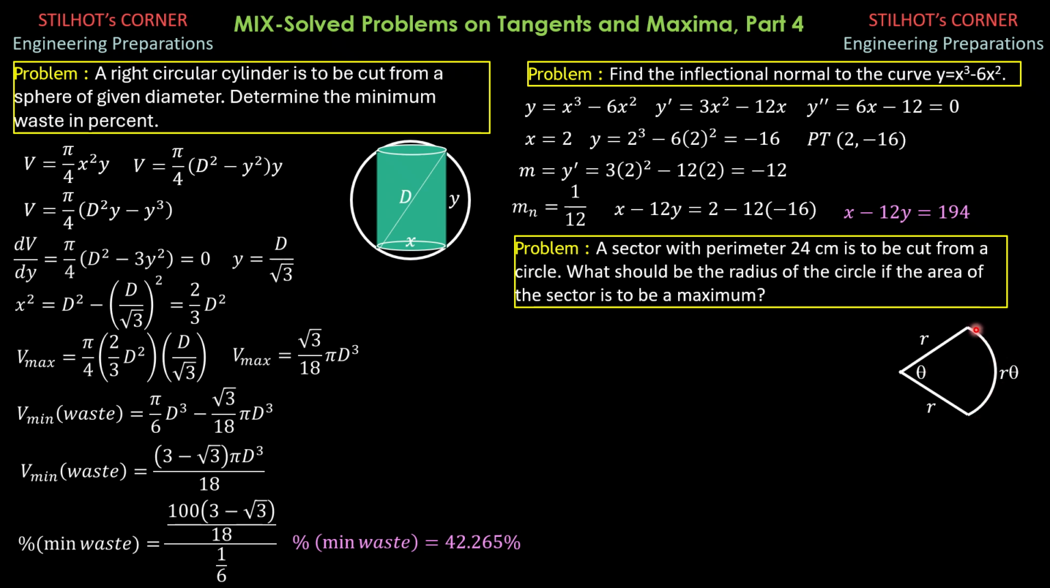The perimeter therefore is r plus r plus r theta, or 2r plus r theta. The area of the sector is 1/2 r squared times the central angle theta in radians. Now the perimeter is 24, or 2r plus r theta equals 24. Factoring out r, r times quantity 2 plus theta equals 24. So r is 24 over 2 plus theta.